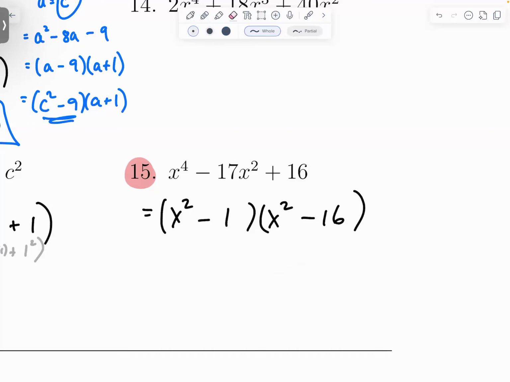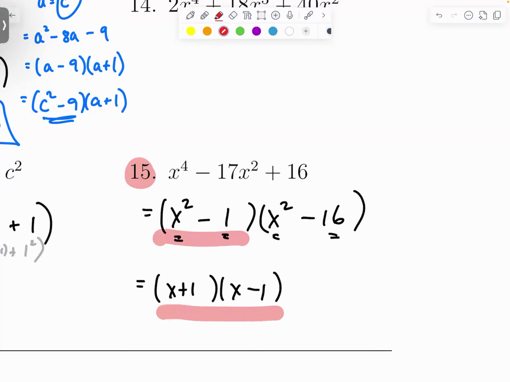Are we done yet? No. Why not? That's a squared minus b squared. You have more to do over here. x plus 1, x minus 1, that's from here. And then you have x plus 4, x minus 4, that is from here. Now you're done. Very sensitive, okay?